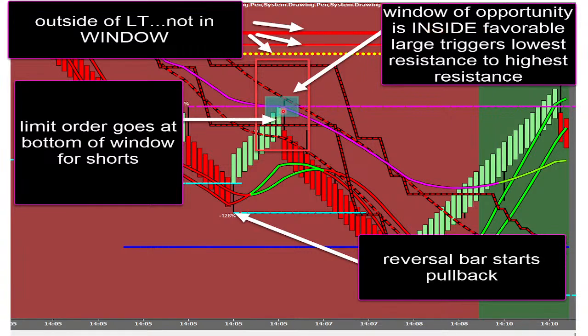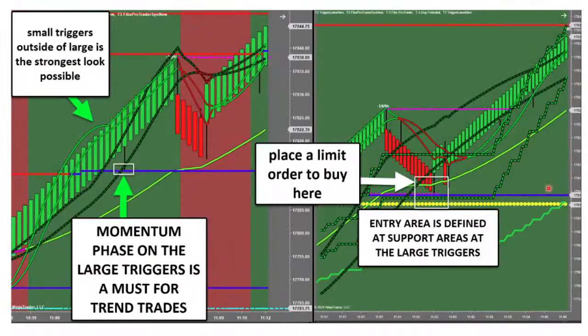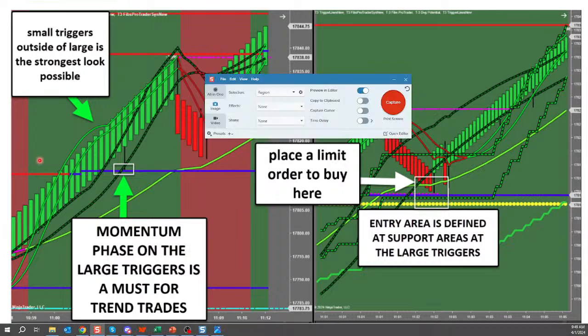Triggers, there is one line inside of triggers, and look at where this market bounced. When the large chart says up, when the large chart says a clear path, we don't trade tails. We don't wait for this tail to form, guys. The market's way up here. You guys can trade support inside of favorable large triggers, and this becomes your highest probability trend trade. And you can study it.